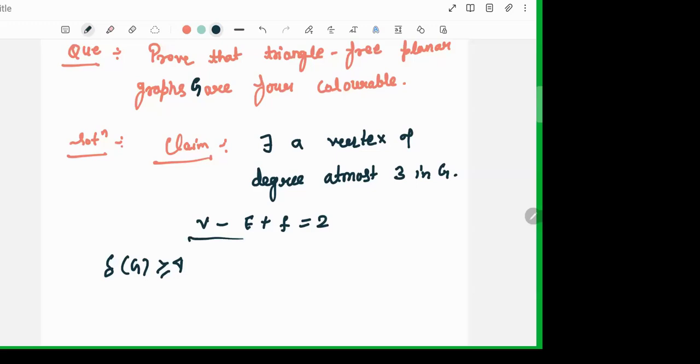So just use this one also. V minus E plus F is 2. So multiply this by minus 4. So what will happen? This will be minus 4V plus 2E plus 2E, I am writing it in this way, minus 4F is equal to minus 8.